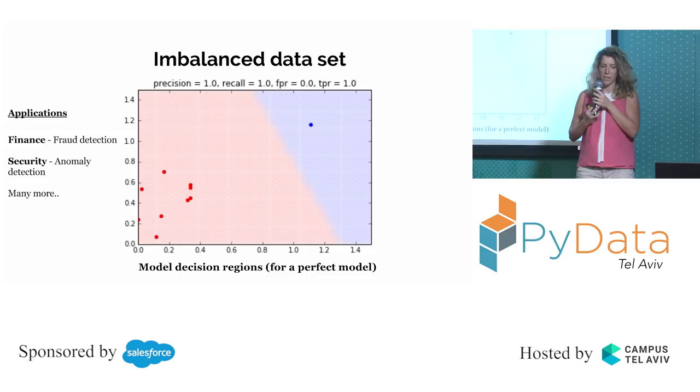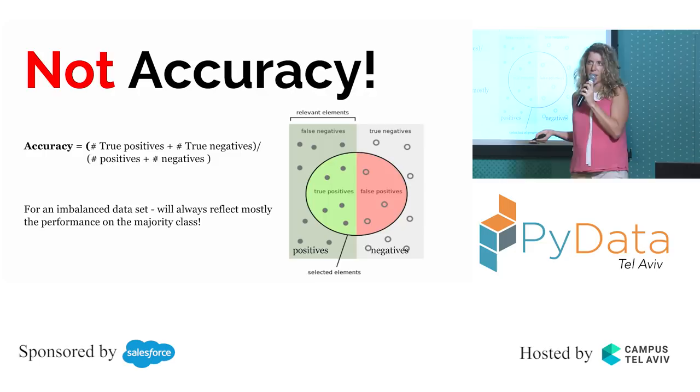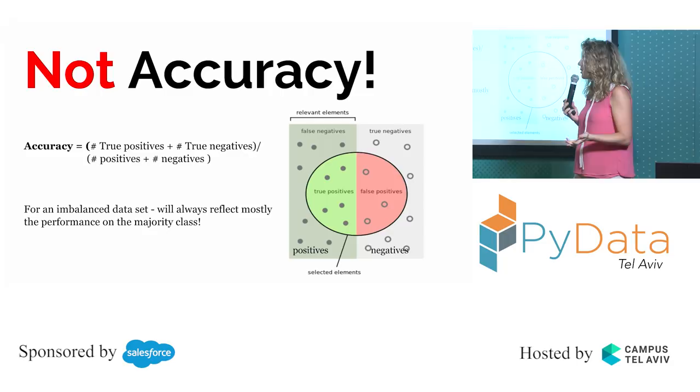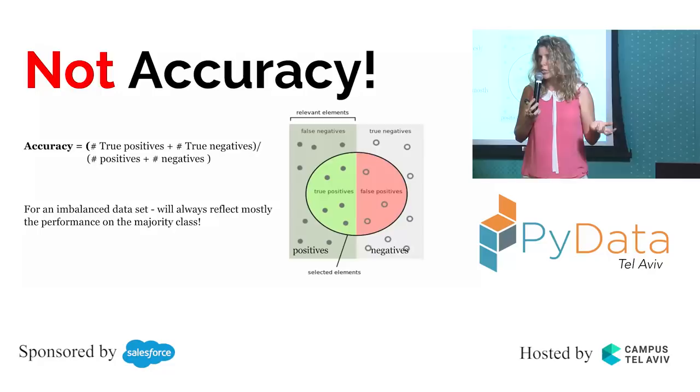Okay, so why not accuracy? It's very easy, of course. Because if you have an imbalanced dataset, like 90%, 10%, and the model is a naive model that always says the majority class, then it will have 90% accuracy, right? It is great, but it is a really bad model. So, not accuracy.